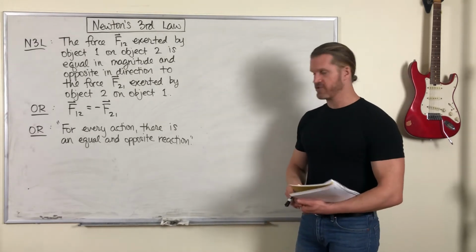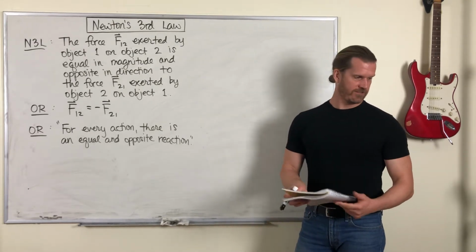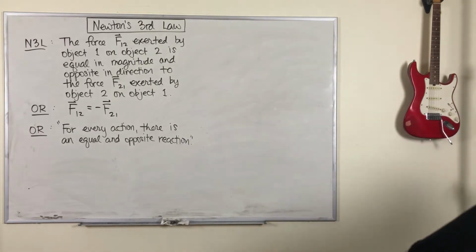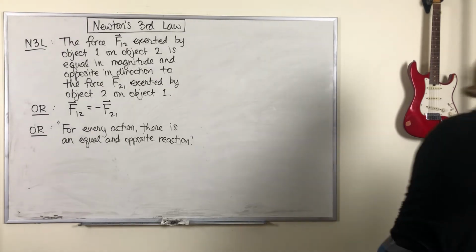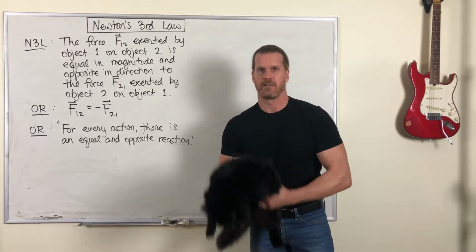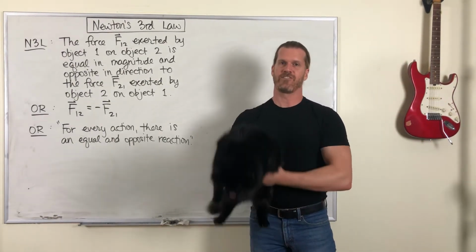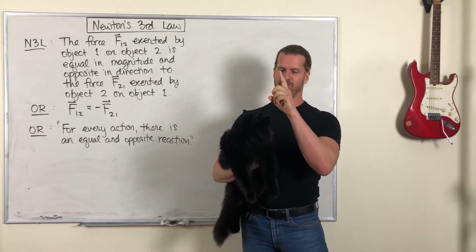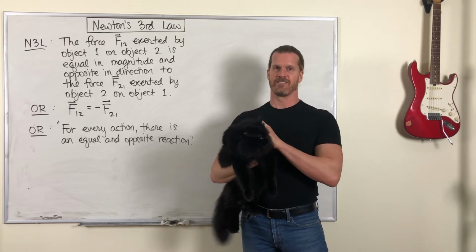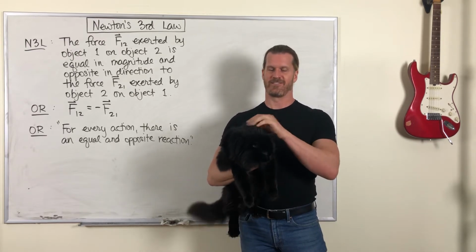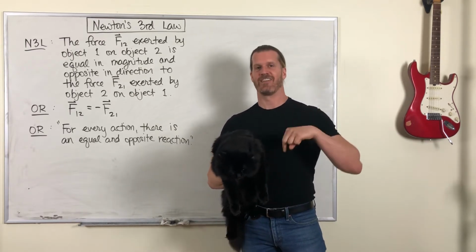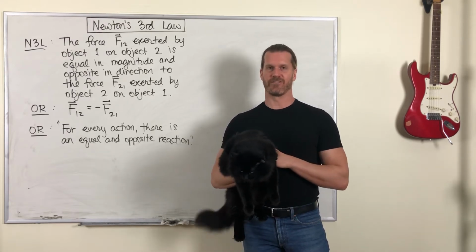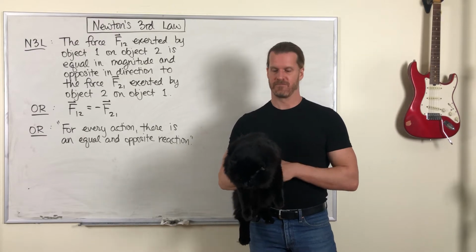If you lift an object off the ground, here's an object I can lift. I can lift this object. I lift it by applying an upward force, and this object, this cat, is applying a downward force on me. That's why the cat feels a little heavy in my arms.